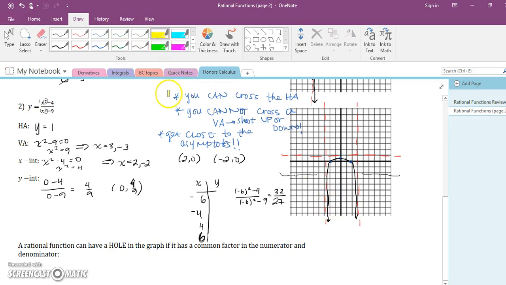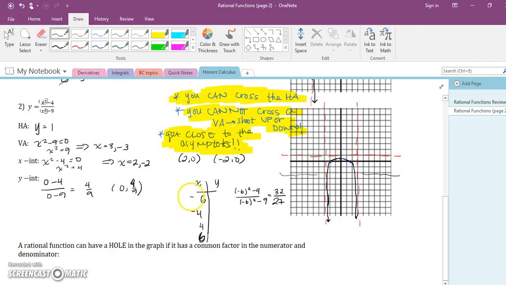So I really want you to write this down here as reminders. You can cross the horizontal asymptote. You cannot cross a vertical asymptote. The graph either shoots up or down. And when you draw, you get close to the asymptote. The graph is approaching the asymptote all around.